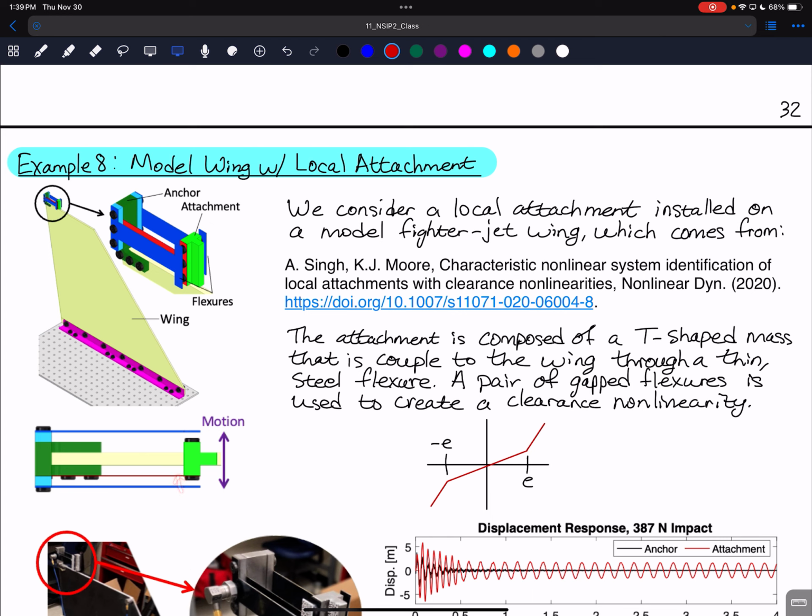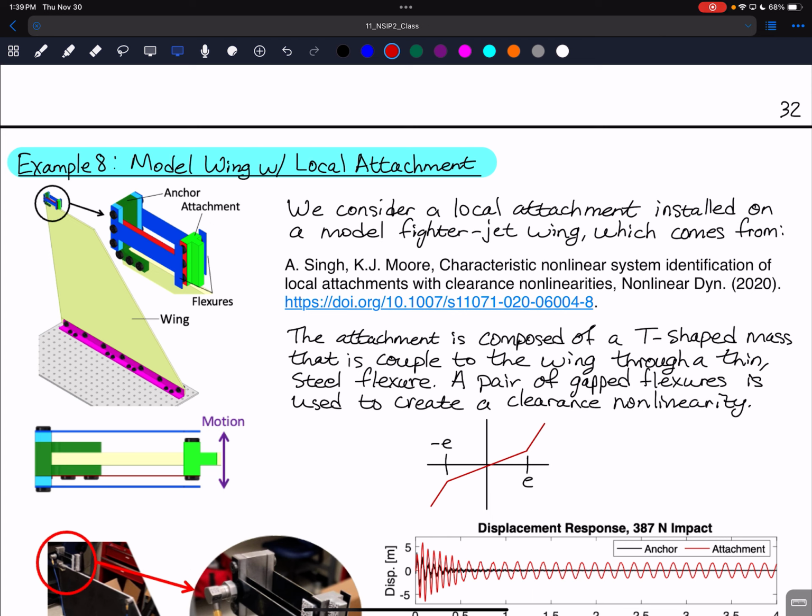That is a thin steel flexure that acts as a linear coupling. And then we have 2 thicker steel flexures that are then spaced apart from that T-shaped mass. Okay, so you can see the paper that we studied this in right there. You can access that. If you have a PDF version, you should be able to open the link.